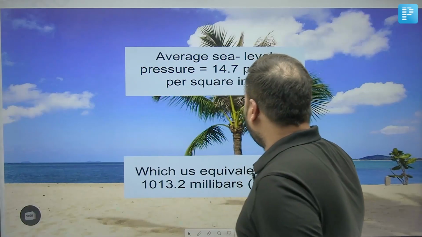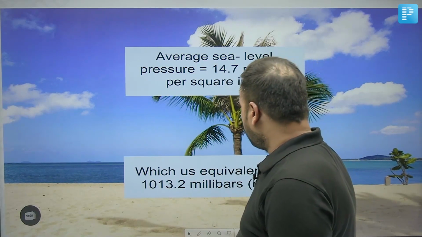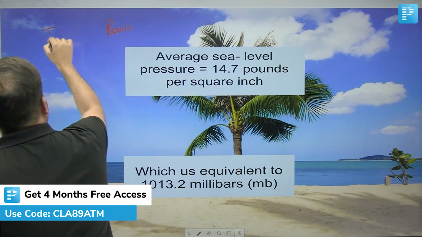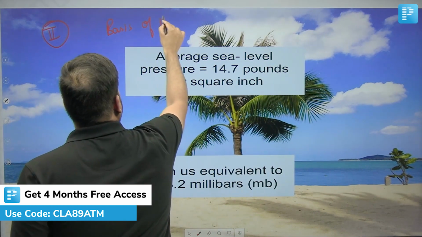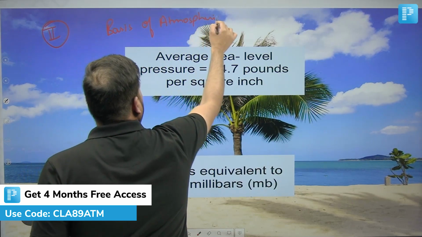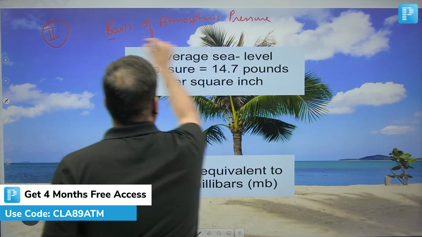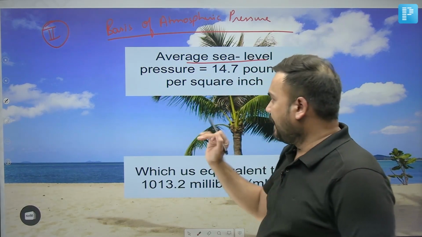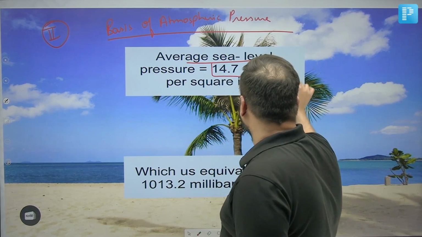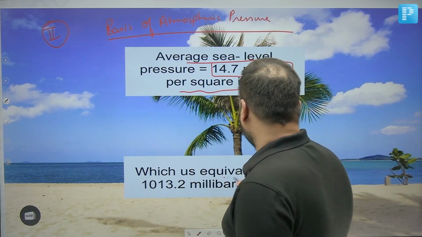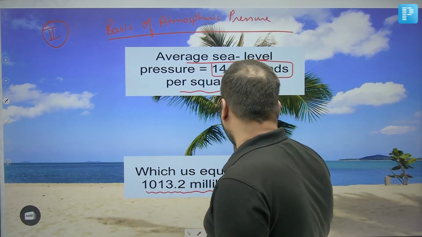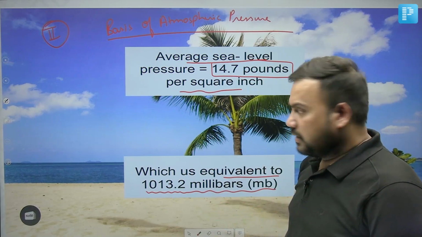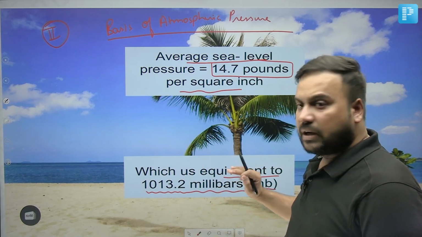For example, it can also be on the basis of atmospheric pressure. So the second basis can be atmospheric pressure. You must be aware that at average sea level height, we take that as the base pressure. Here the pressure is around 14.7 pounds per square inch, which is equivalent to about 1013 millibars, MB. We will use this term MB a lot later, and MB is basically millibars. So that is the atmospheric pressure found at sea level.